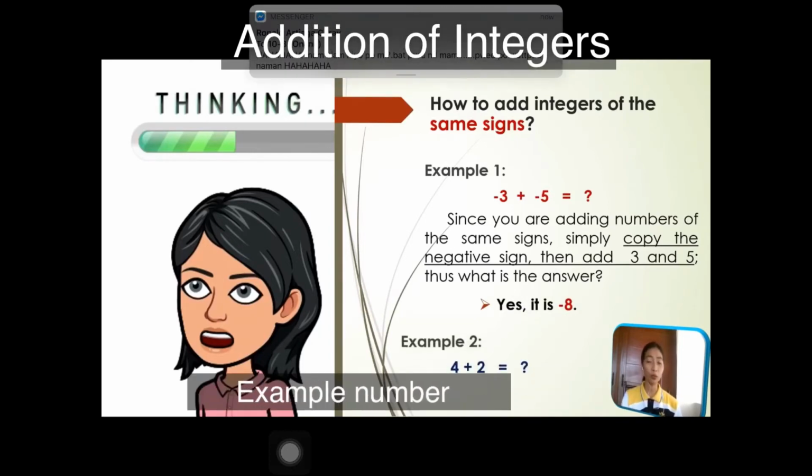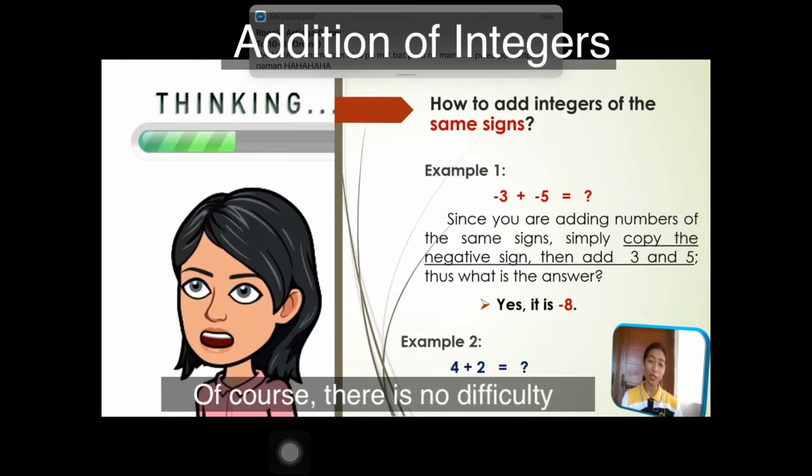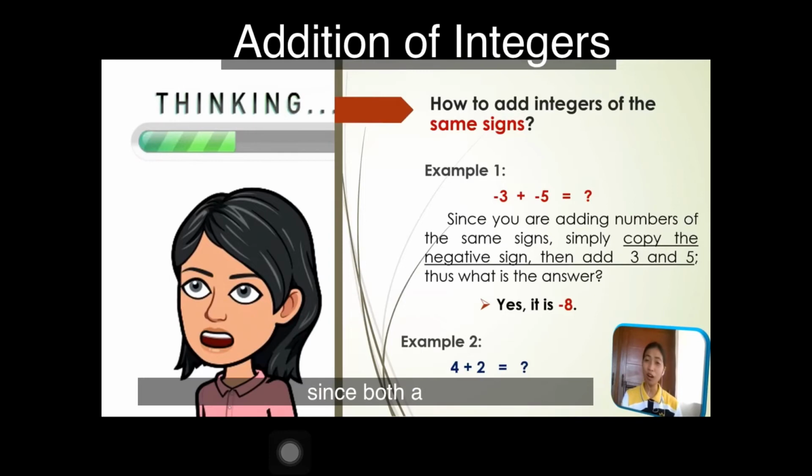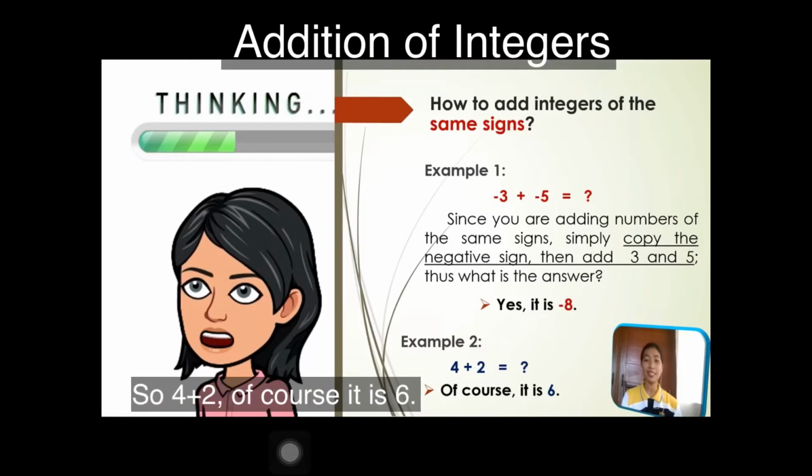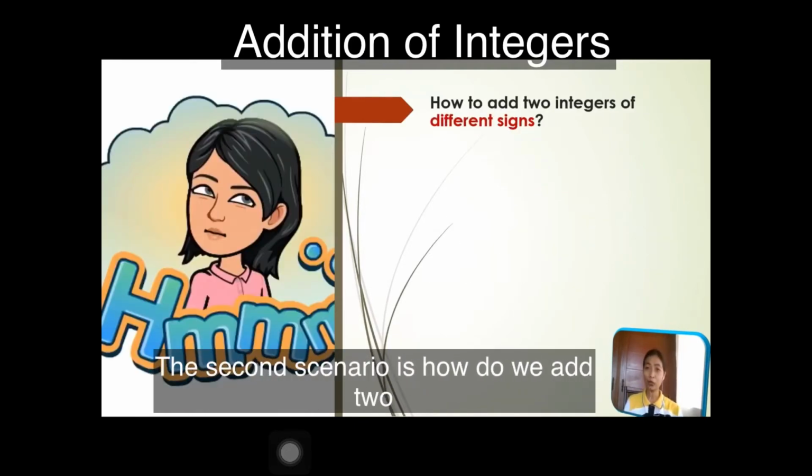Example number 2. 4 plus 2. Of course, there's no difficulty here since both are positive, and we are used to this, okay? So, 4 plus 2, of course, it is 6, okay? Second scenario is, how do we add two integers of different signs?